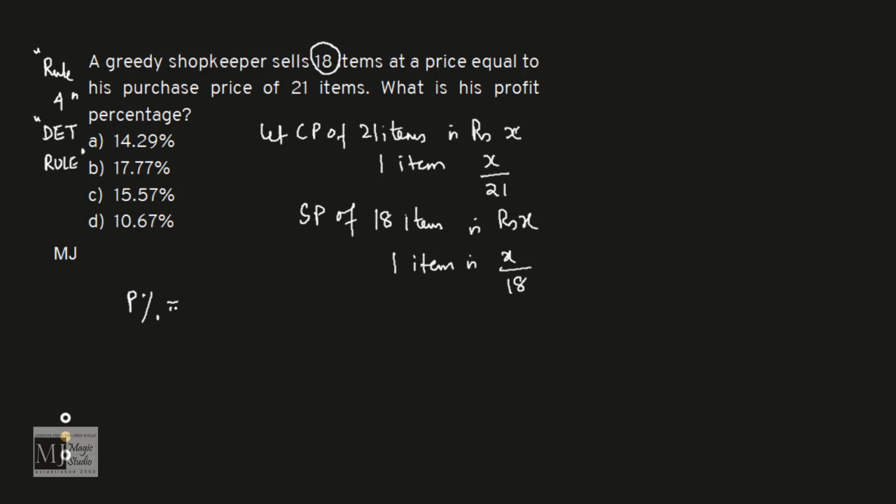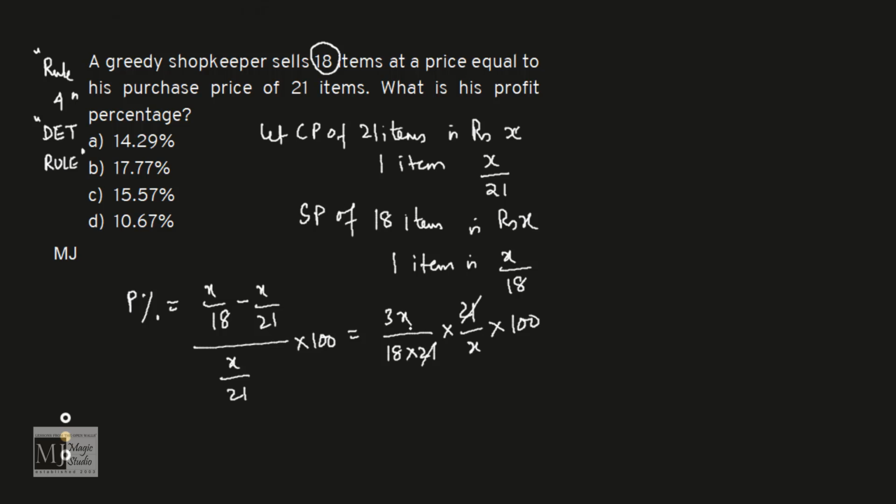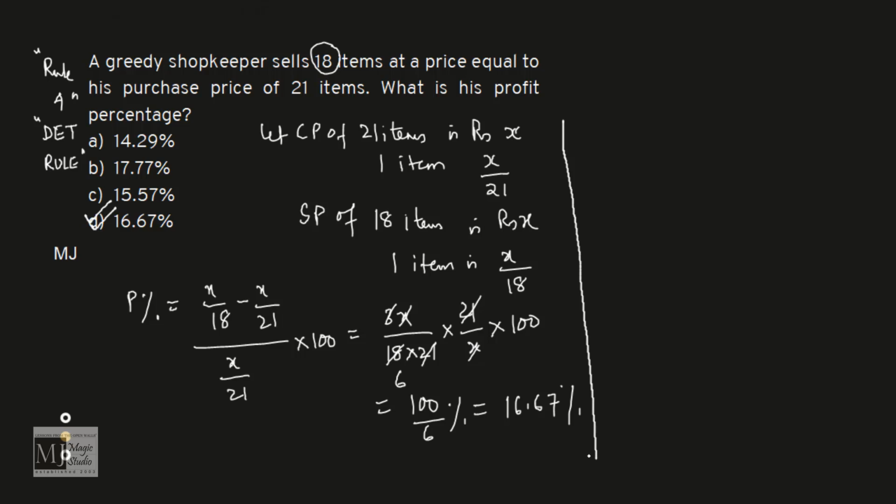So profit percentage, as we know, is SP minus CP by CP into 100. So we have 21x minus 18x is 3x by 18 into 21 into 21 by x into 100. 21 cancel, x cancel, 3 by 18 gone 6 times. So we have 100 by 6. 1 by 6 is 16.67%. So option D fits in. Simple way to solve. Fine.